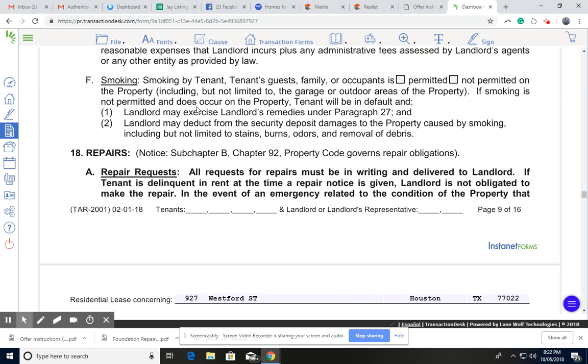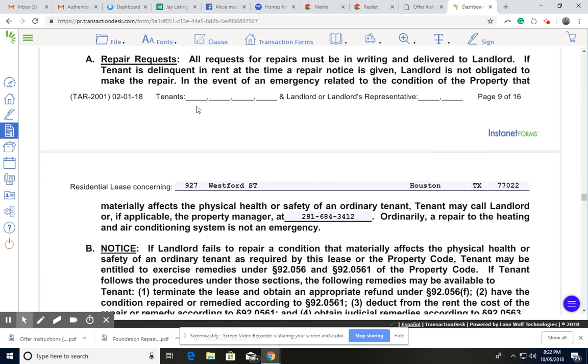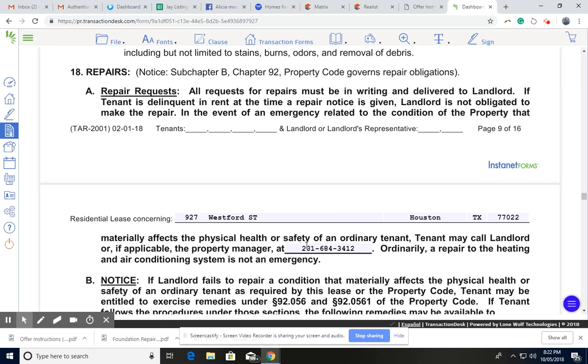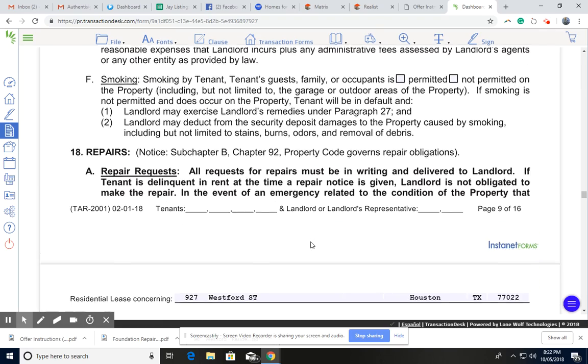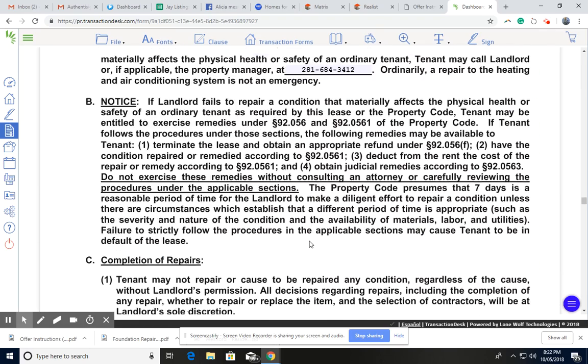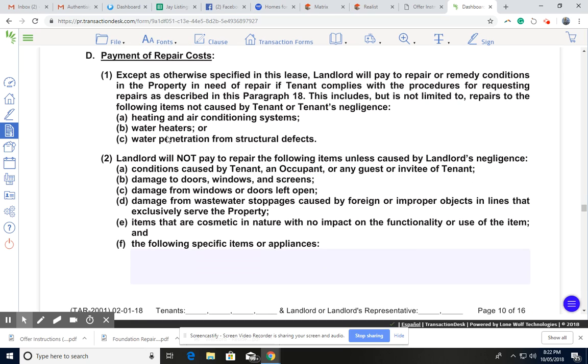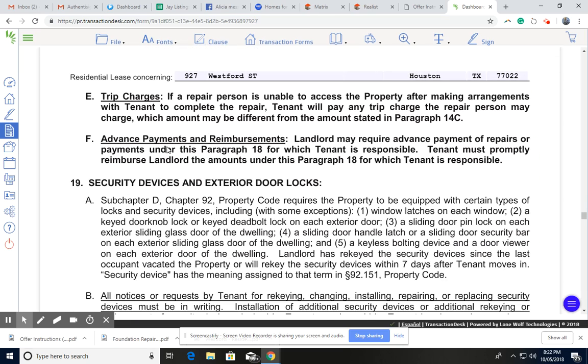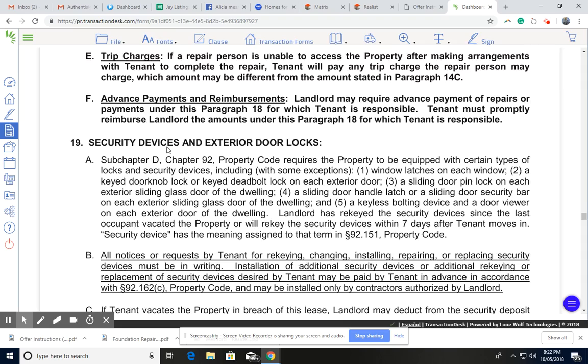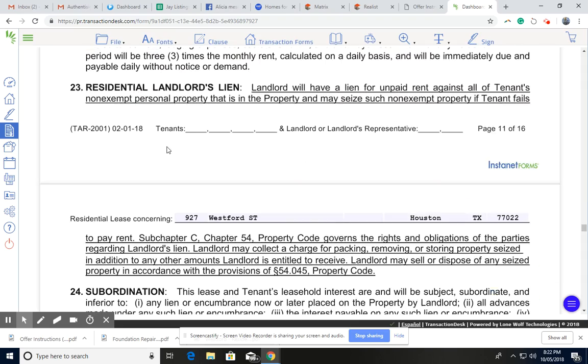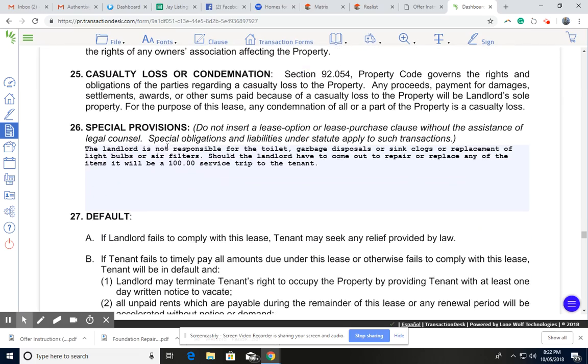All right. And if there is a repair request, obviously we need a good number where the landlord can be reached. And just a second, completion of repairs. Okay, so we don't want tenants to start repairing anything if it's something that is on the landlord, because sometimes they won't do it right, and then it's just a bigger headache for the landlord. And that's pretty much it, guys. Everything is pretty much the same.